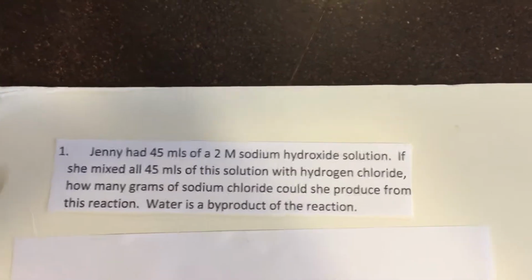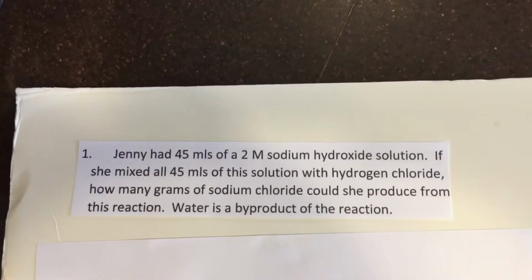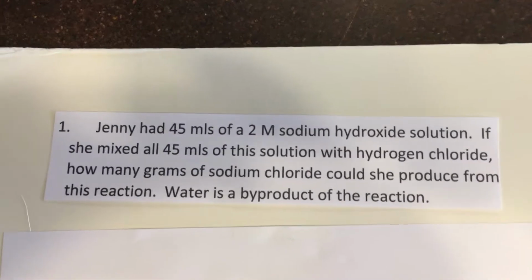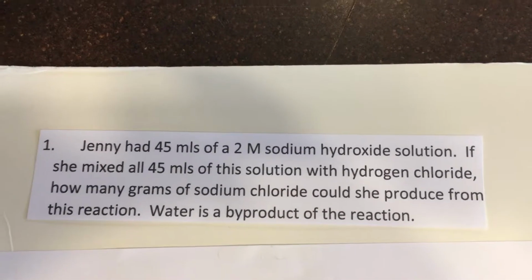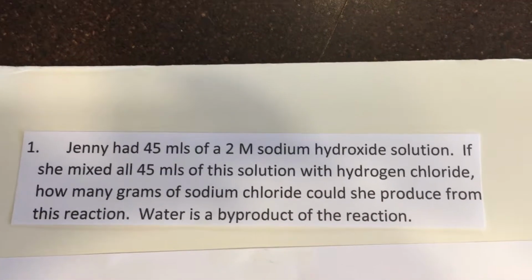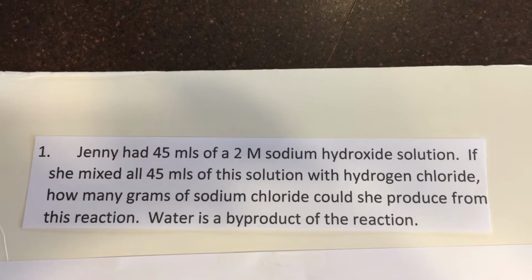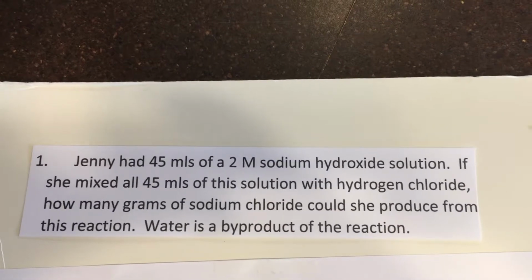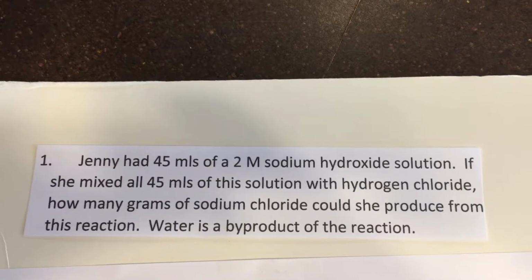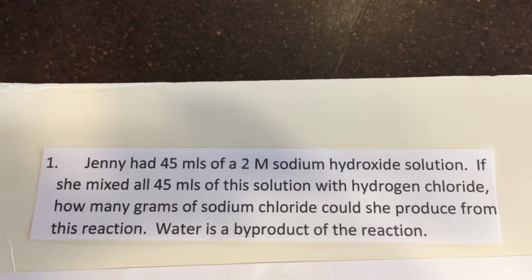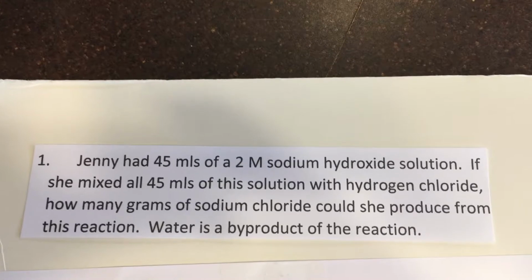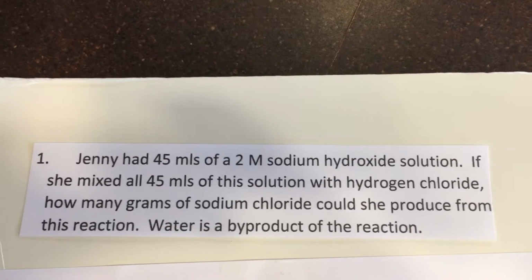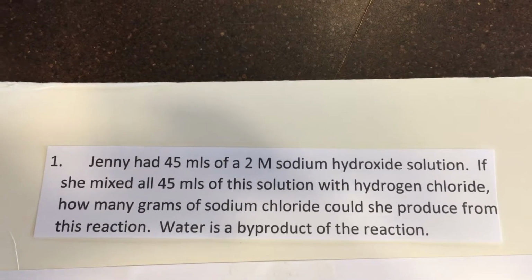All right, so we are on lesson 27, problem 1 of the first page of problems. Jenny had 45 milliliters of a 2 molar sodium hydroxide solution. If she mixed all 45 milliliters of the solution with hydrogen chloride, how many grams of sodium chloride could she produce from this reaction? Water is a byproduct of the reaction.